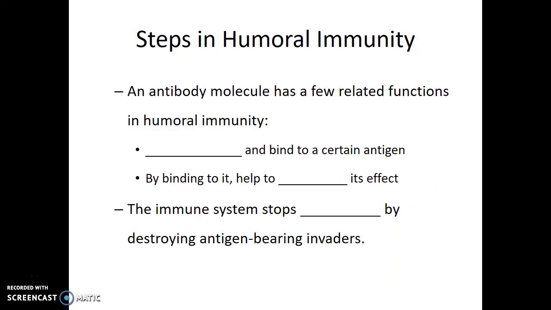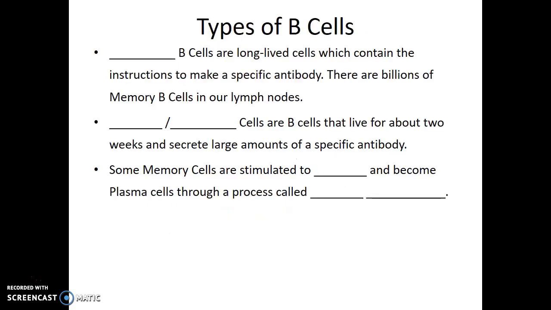An antibody molecule has a few related functions in humoral immunity. One of the goals is to recognize and bind to specific antigens. By binding to it, it helps to counter the effects of that antigen. The immune system is able to stop infections by destroying antigen-bearing invaders.